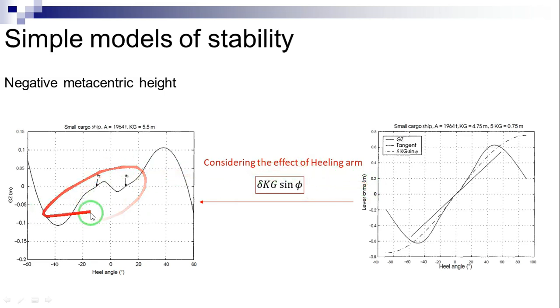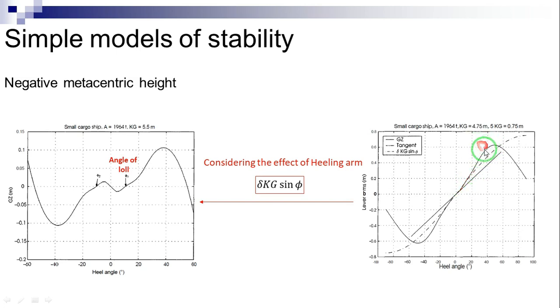The ship finds a position of stable equilibrium at phi equals 10 degrees. She sails permanently heeled at this angle, called angle of loll. Looking again at the previous figure, we see that the first intersection of the two curves is possible because the first part of the GZ curve lies above the tangent at the origin.